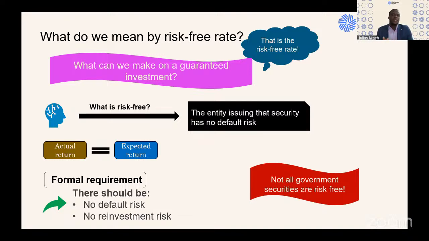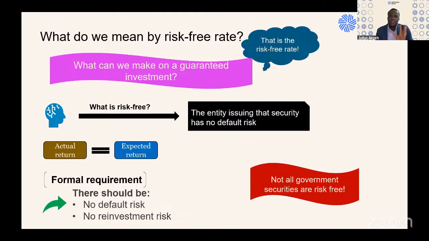Now, since we are saying that it has no default risk, it means that whatsoever the entity promises is what the entity is going to deliver. So if the entity tells us that it's going to pay us 10%, we expect to get 10% from the entity without fail, and the entity will deliver without fail. In that case, we say there is no default risk, if we have that expectation.